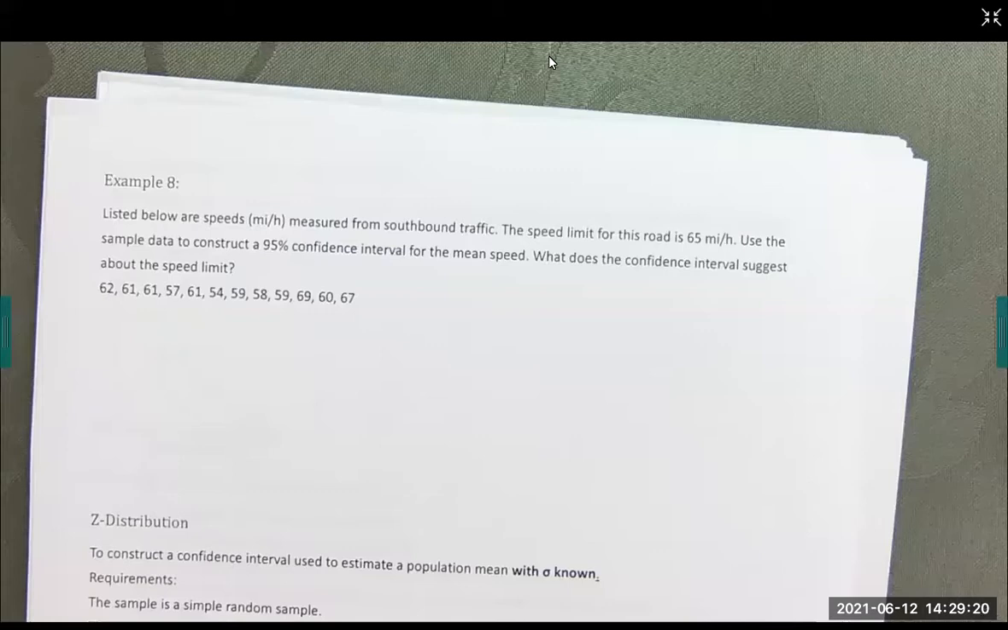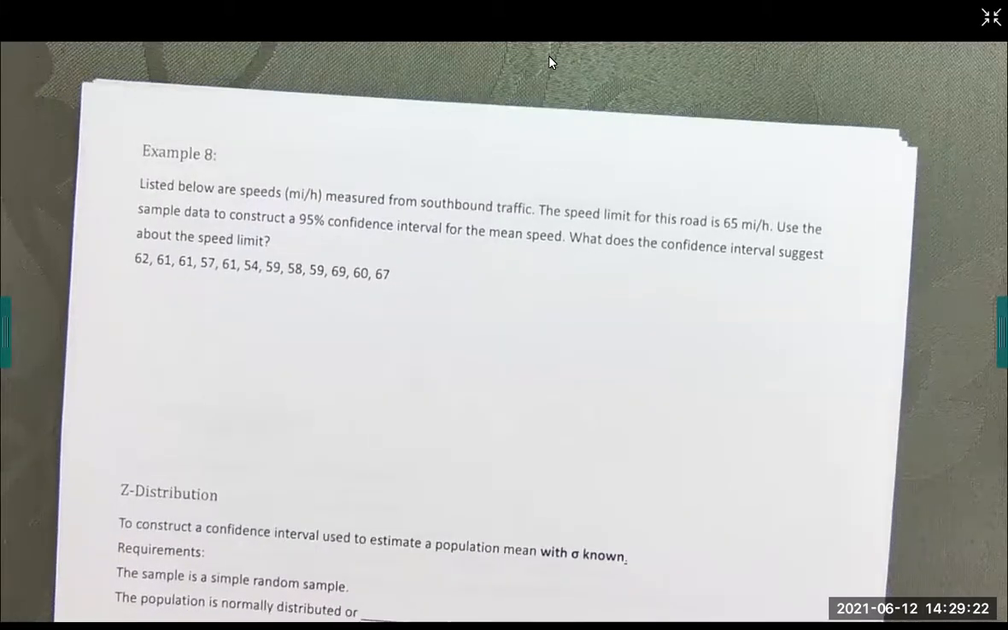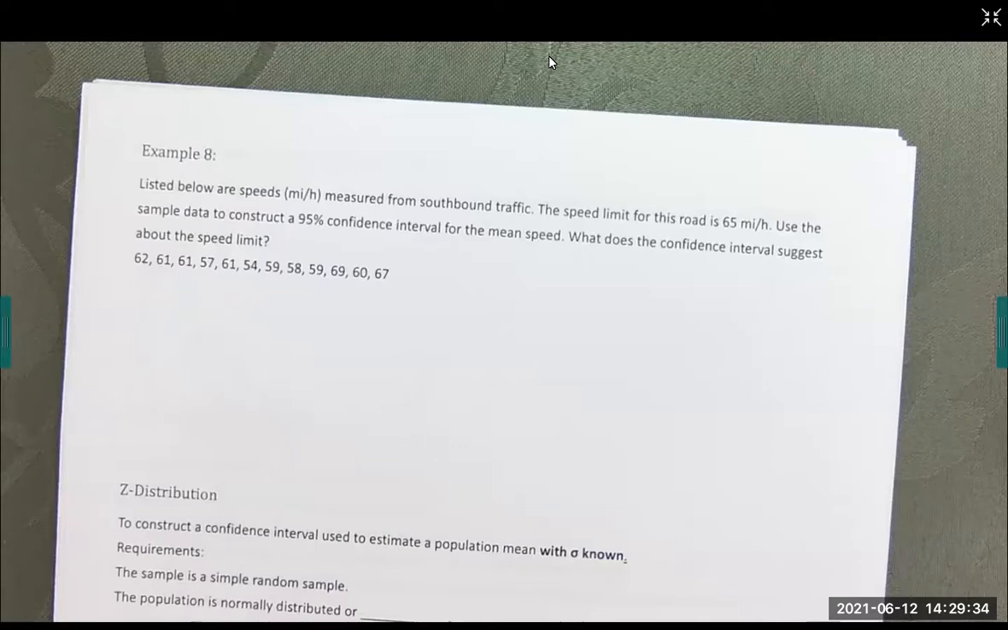All right, so we have our next example. Listed below are the speeds in miles per hour measured from southbound traffic. The speed limit for this road is 65 miles per hour. Use the sample data to construct a 95% confidence interval for the mean speed. What does the confidence interval suggest about the speed limit?